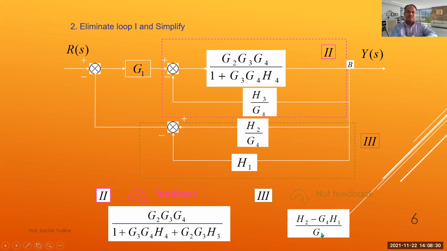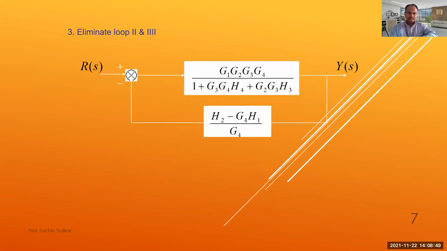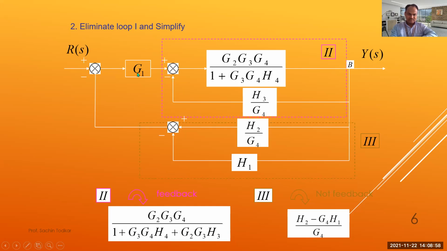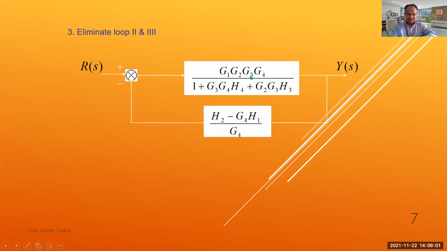You have to use some mathematical terms, that is, you have to make the denominator the same, and you can do that easily. With the help of that, there is simplification of loops number 2 and 3. Then after eliminating loops number 2 and 3 and multiplying with G1, you will get G1, G2, G3, G4 divided by 1 plus G3, G4, H4 plus G2, G3, H3. And this feedback loop is as it is.